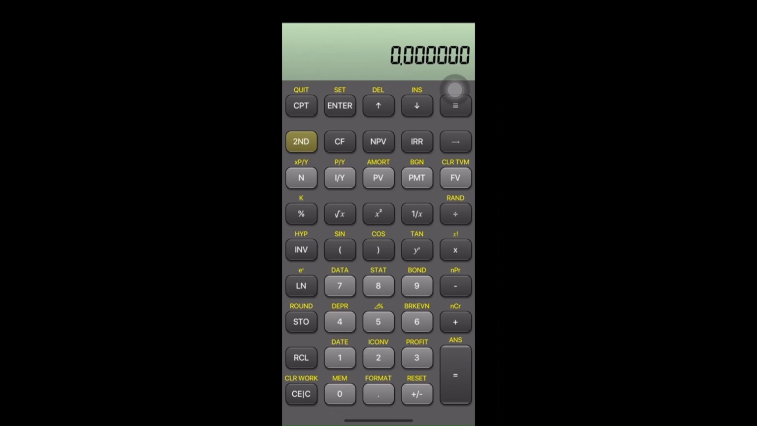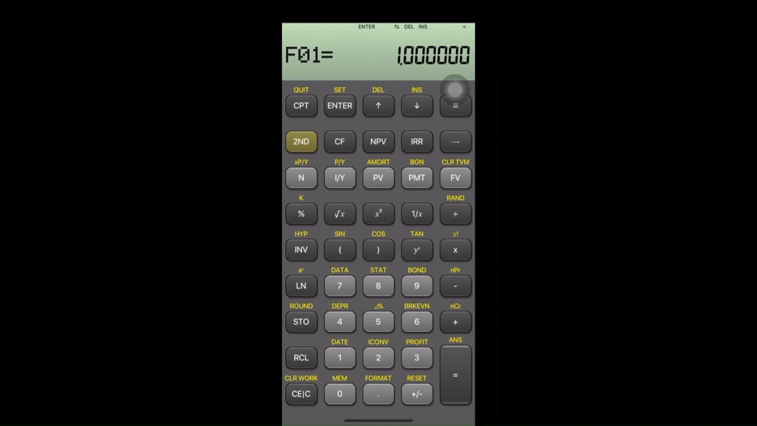Now let us calculate IRR using the BA Plus calculator. We have to use this CF function. Press CF, there is some value, so we have to clear the screen using the second function and clear work. Now we can input our values. CF0 is minus 1000. Enter, then CF1 is minus 500.